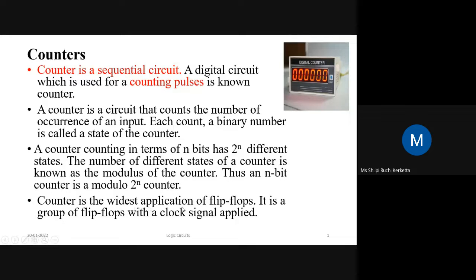The counter is the widest application of flip-flops. So we are using flip-flops in counters, whatever we have studied: the T flip-flop, D flip-flop, and JK flip-flop. Those are used in counters. But for our studies, we will use the JK flip-flop. We can even build a counter with a D flip-flop, and there is one more, the T flip-flop, but we will use a JK flip-flop for our application. It is a group of flip-flops with a clock signal applied. Just as the JK flip-flop works, in the same way this will also work.